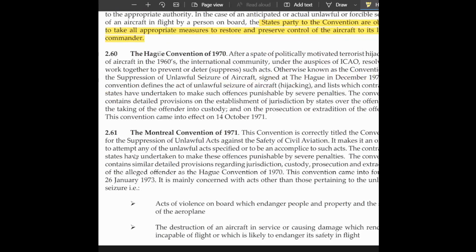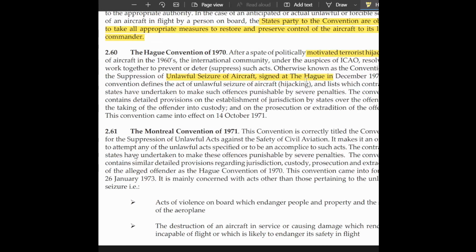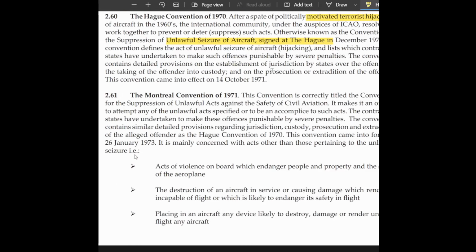Then the Hague Convention. This basically resulted after a lot of hijackings. So this gets activated in case there's an unlawful seizure of the aircraft. Hague Convention, again, not too important.